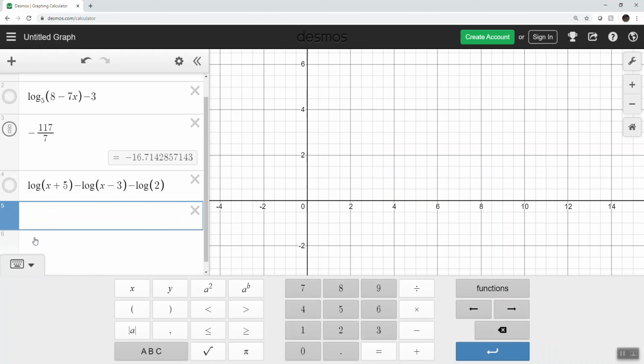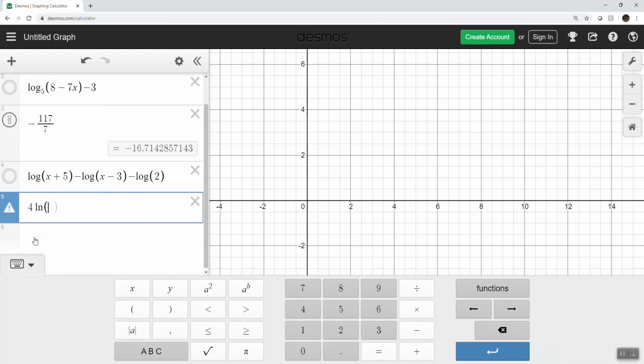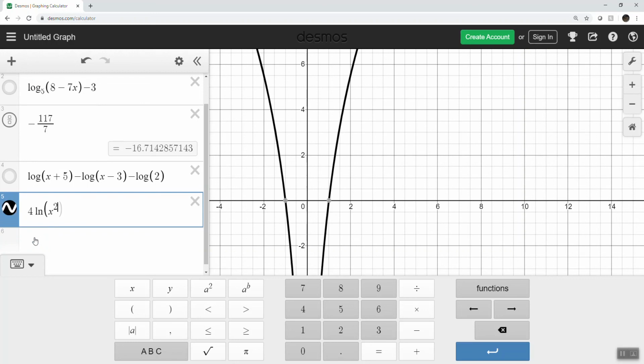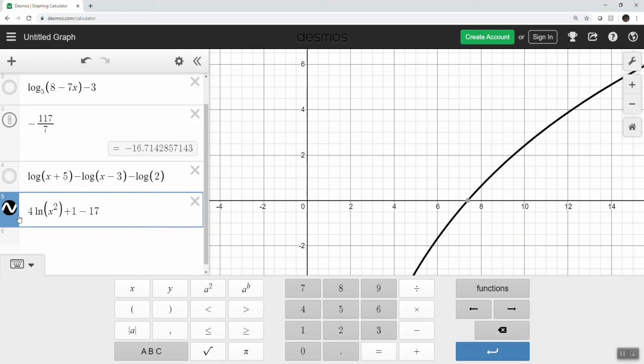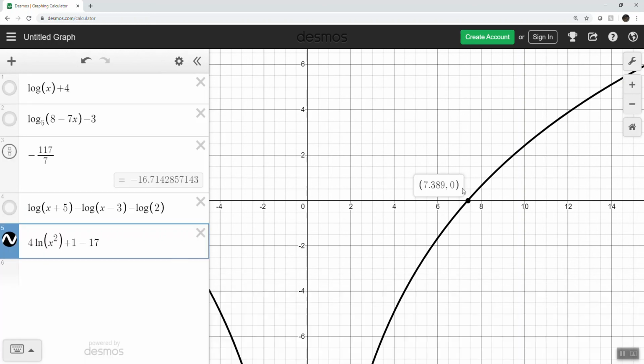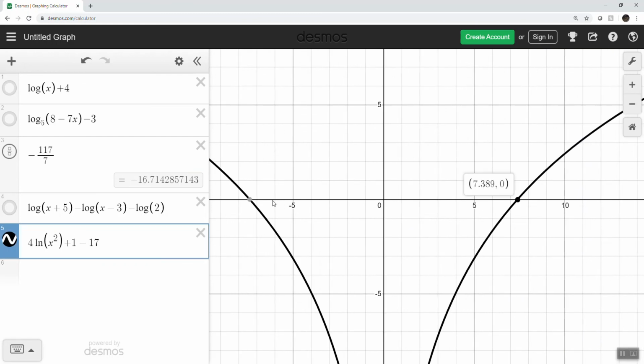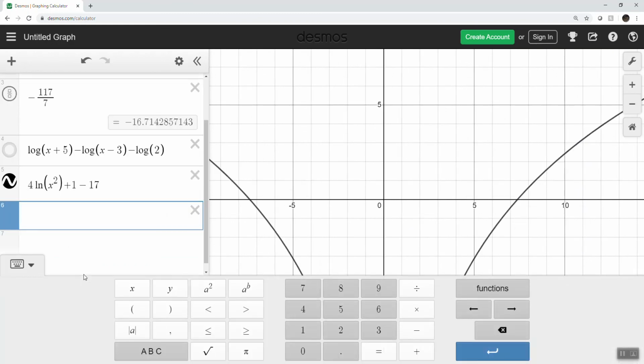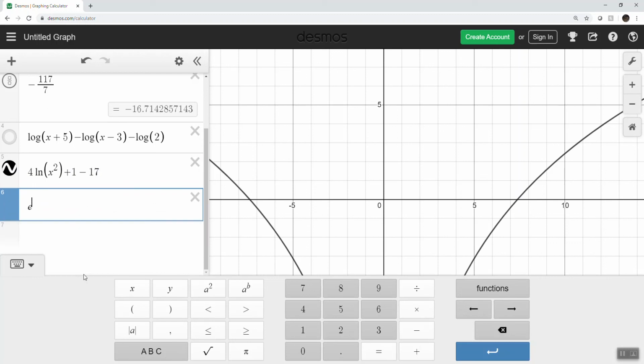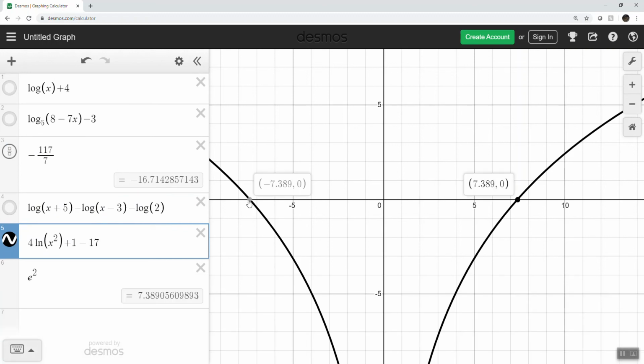Okay, last one. We had 4 times the natural log of x squared. Notice I just typed ln into Desmos, and it handily figured out what it was. This was plus 1, and then it was equal to 17, so I then have to subtract the 17, and I got 2 solutions. Remember, it was plus or minus e squared. So, oh look, here are our 2 solutions. Let's confirm that e squared is in fact those values. So we'll just type in e squared. Note it's 7.389 something something something, and there it is on Desmos.